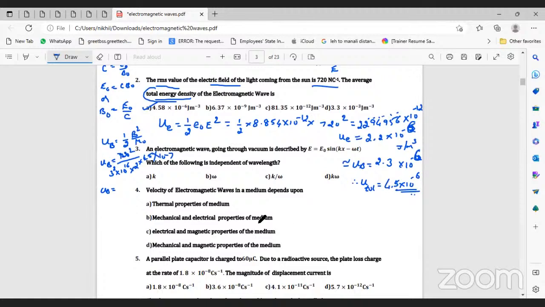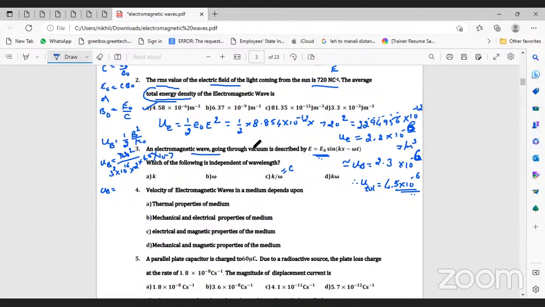Yeah. Look at the third question. An electromagnetic wave is going through an electric field, that is E is equal to E naught sine kx minus omega t. What is this k by omega? K by omega is the speed of light, c.